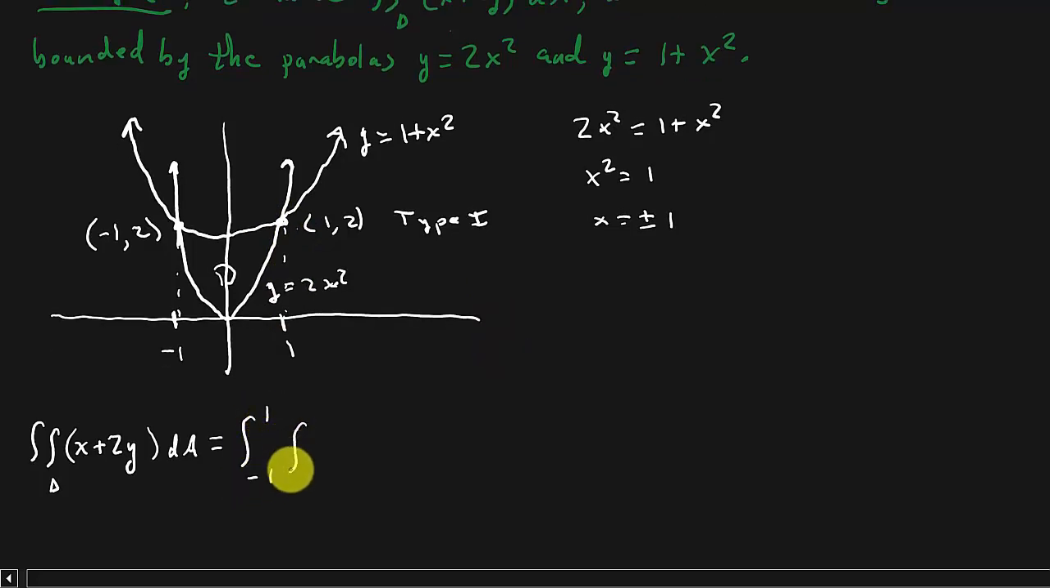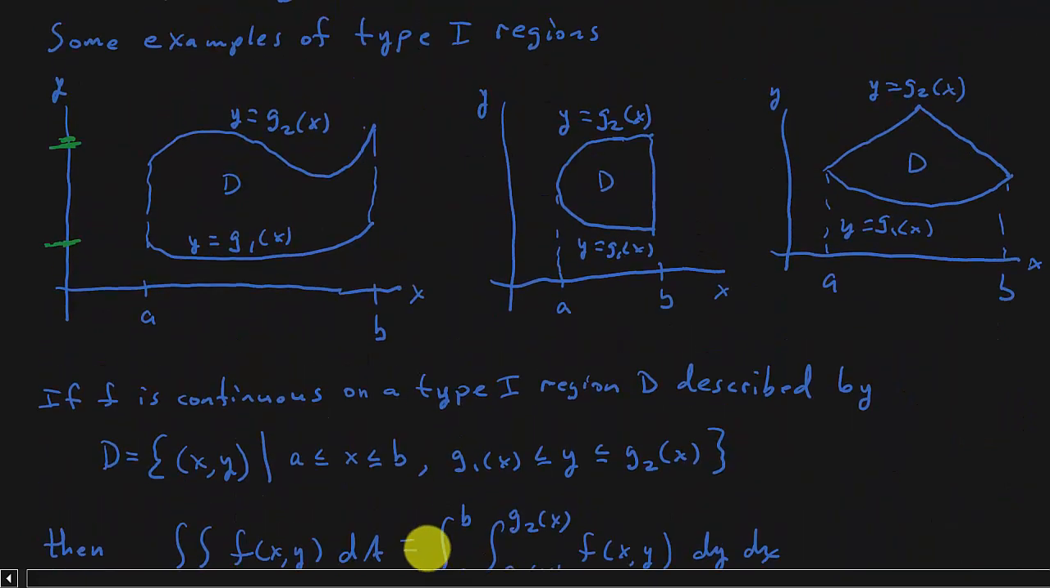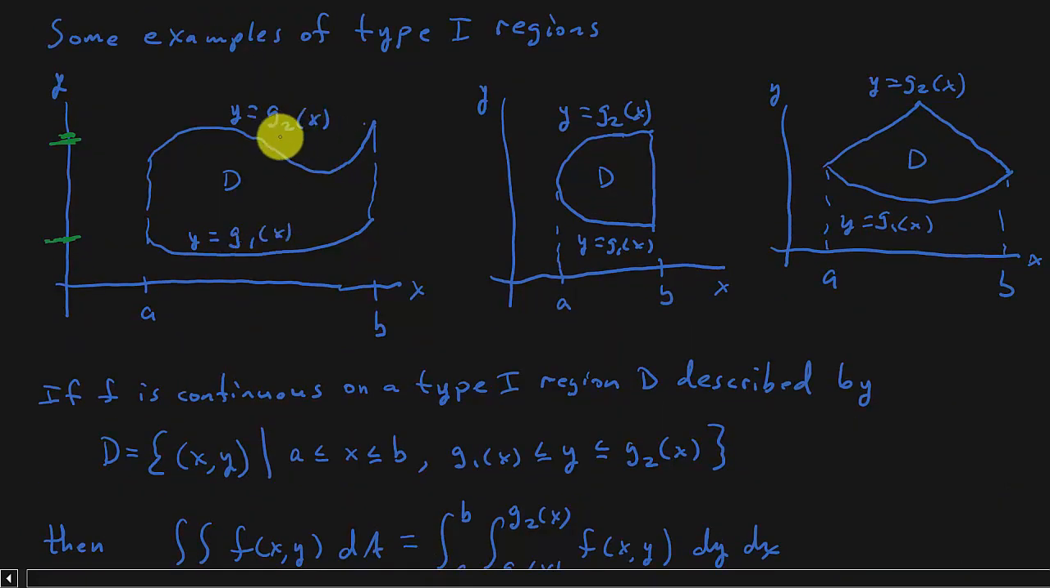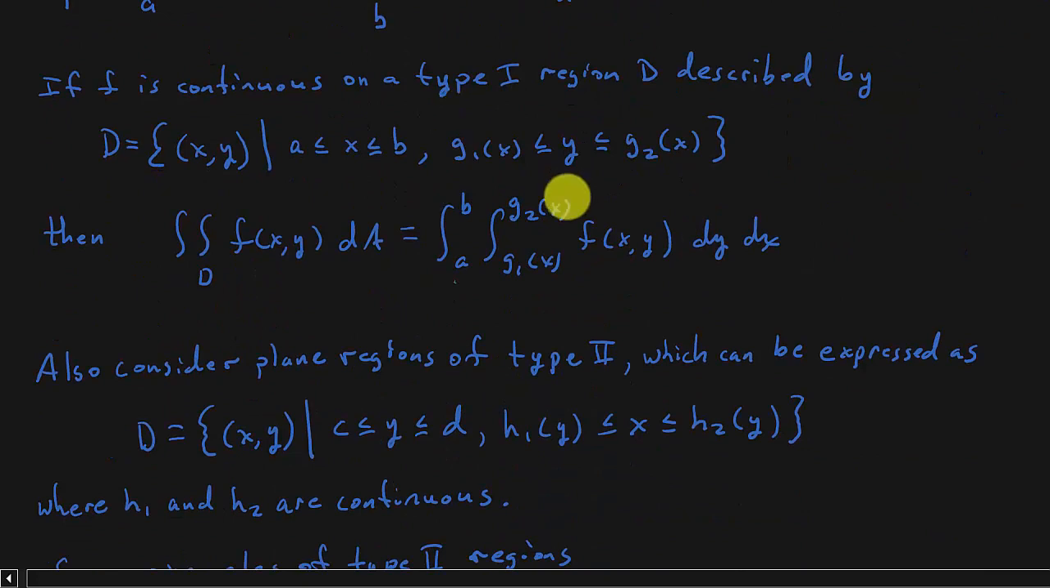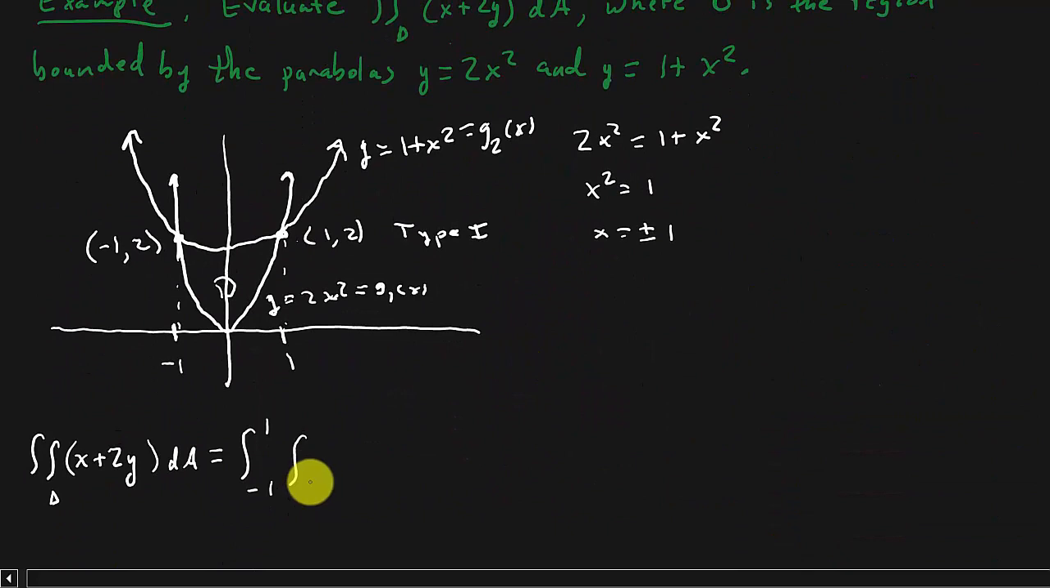And then for this integral, it's going to be what? This is actually g1 of x, and this is g2 of x, right? See up here, y is between g1 of x and g2 of x. g2 of x is the larger function. All right. And so that's going to go from 2x squared to 1 plus x squared of x plus 2y.